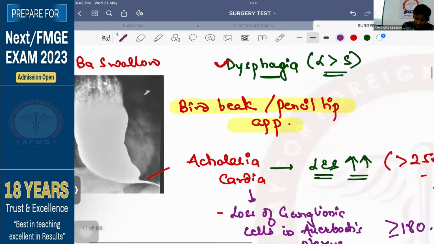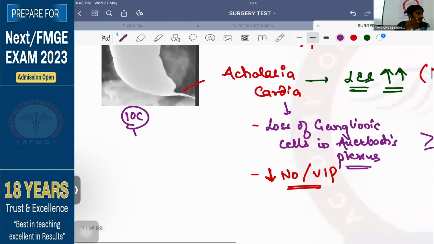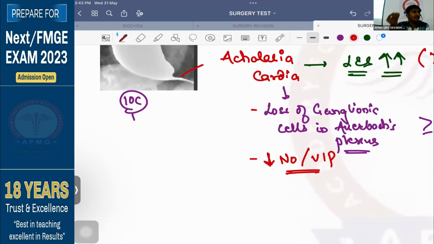Investigation of choice, abhi jaldi se. To see the pressure, pressure बढ़ा हुआ यही देखना है ना तुम्हें. क्या करते हो pressure देखने के लिए? Pressure is called mano, measuring is called metry. So it is esophageal manometry. Investigation of choice is the esophageal manometry. Treatment of choice I've already told you, it is Heller's cardiomyotomy.